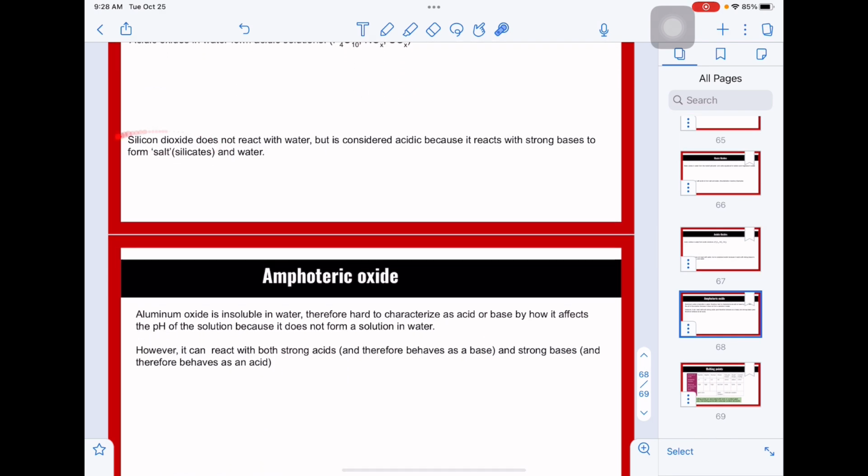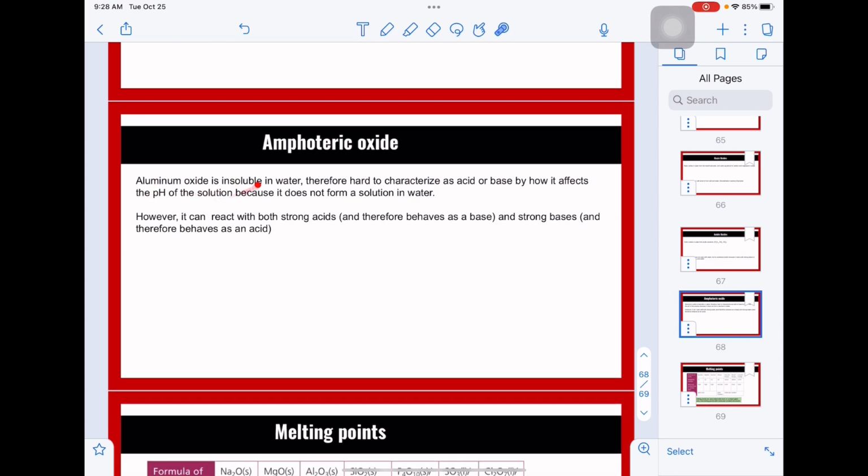Okay, silicon dioxide does not react with water because it does not dissolve in water. But if you put it in with a very strong base, it forms a salt and water. That's why we say it's acidic, because it reacts with a base the same way that acids react with a base. But it has to be a very strong base.